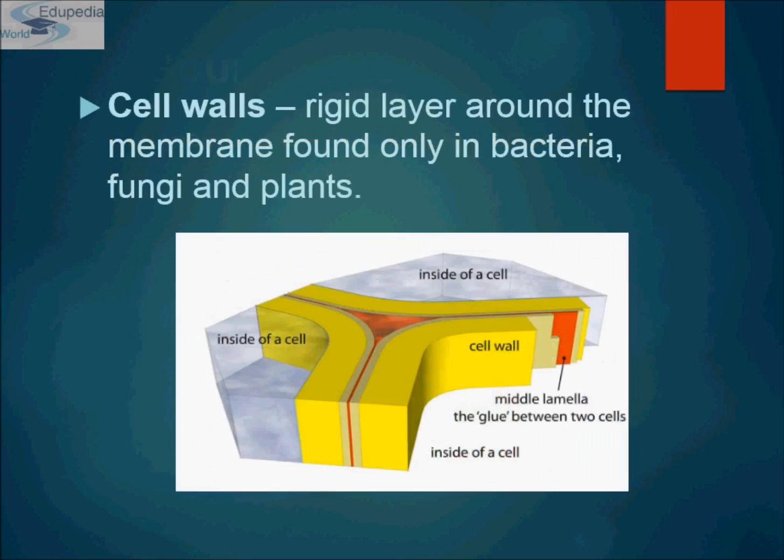And now comes the cell wall. Cell wall is a distinguishing feature of plants. It is always present in plants, not in animals. It is a rigid layer around the membrane found only in bacteria, fungi and plants. As you can see, two cells are connected to each other by a middle lamella. Middle lamella acts like a glue between two cells. And this yellow part is a typical cell wall.